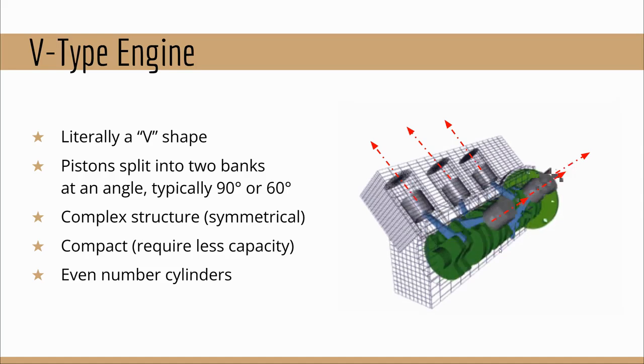The V-type engine requires an even number of cylinders to satisfy the structural symmetry.